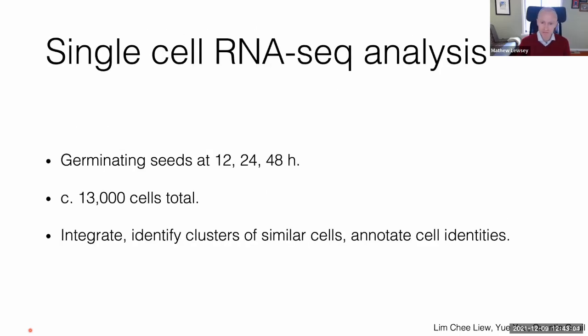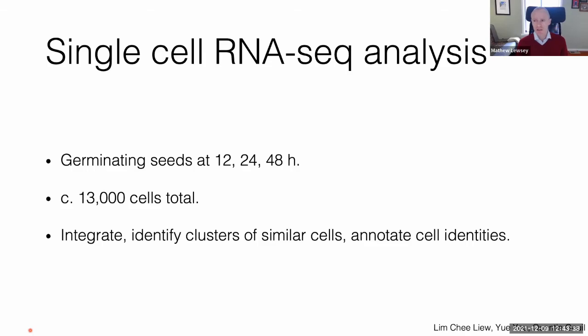So that was designed and analyzed like this. We've got germinating seeds at 12, 24, 48 hours. We've done this in biological duplicate, and this yields about 13,000 high-quality cells sequenced in our experiment. We're then going to integrate the data from the replicates and the different time points, and we're going to identify clusters of similar cells. And up to that point, it's relatively straightforward. Methods exist to do this. The last thing we're going to do is annotate cell identities, and this is where it became more challenging.